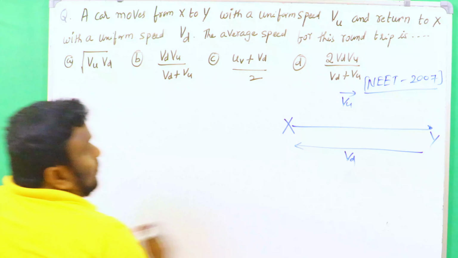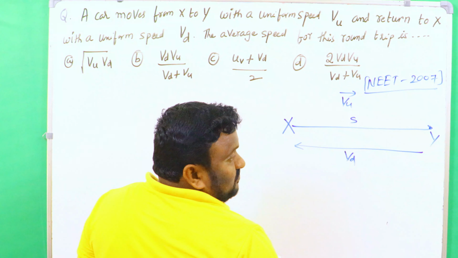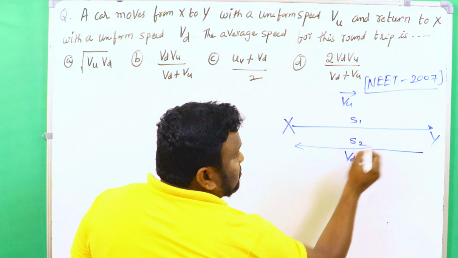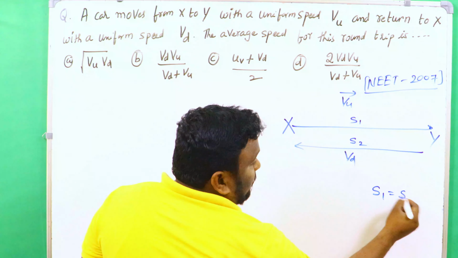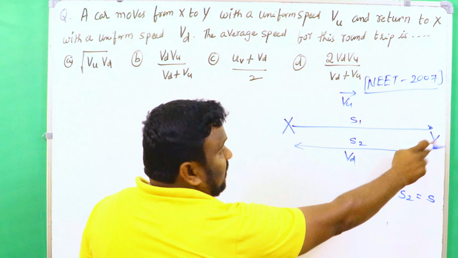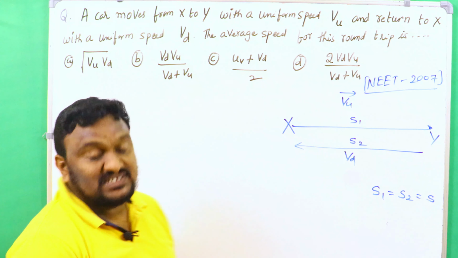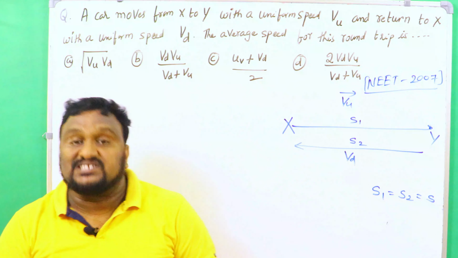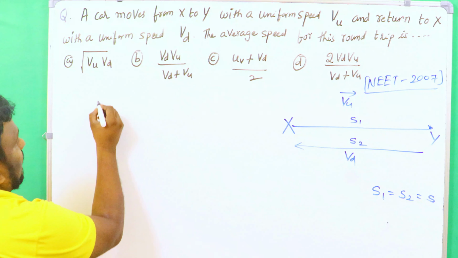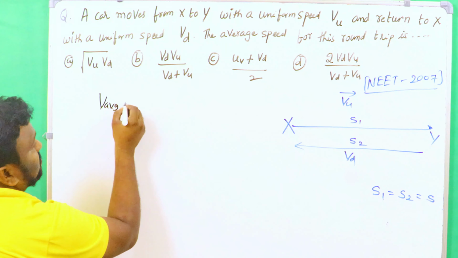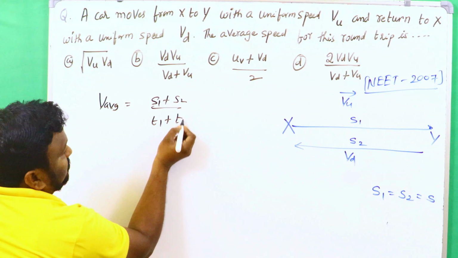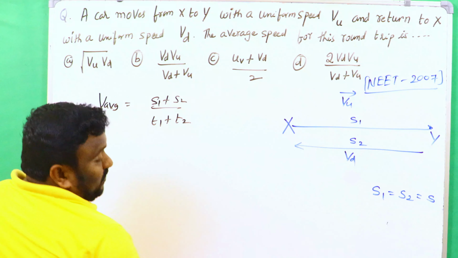Okay, let's see here. From X to Y I am saying S1, and Y to X is also S2. Here S1 is equal to S2, which I am taking as S. The distance from X to Y must be equal to the distance from Y to X, because distance is a scalar quantity. We never mention it as negative. Clear? That's why average speed is equal to total distance, S1 plus S2, by T1 plus T2. You are not given anything about the time. Then what do you write?